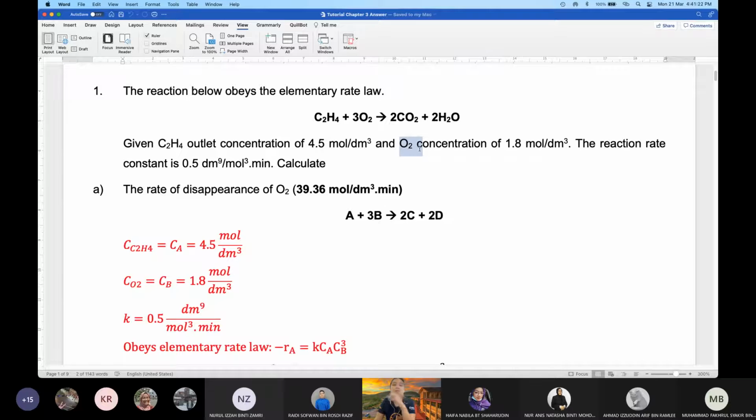So sama, oxygen gas pun, oxygen gas is our B. Pun dia kata outlet concentration of B. So CB 1.8. So maksudnya selepas tindak balas tu berlaku, berapa kepekatan A yang tinggal 4.5, berapa kepekatan O2 yang tinggal 1.8. Okay, done. Right. So dia kata next one, dia kata reaction rate constant 0.5 dm power 9 per mole power 3 minute.